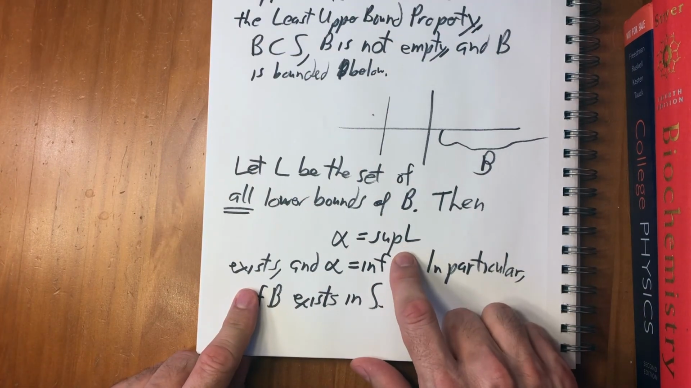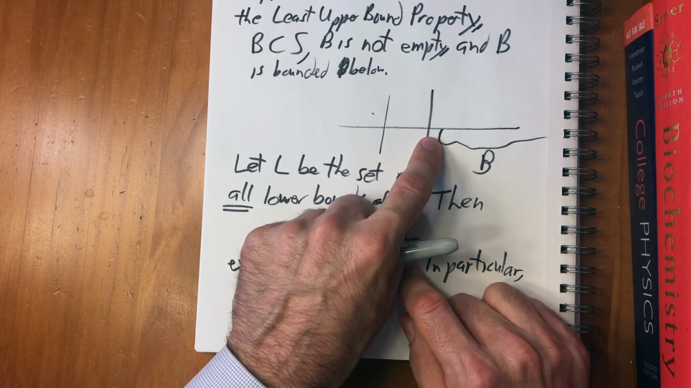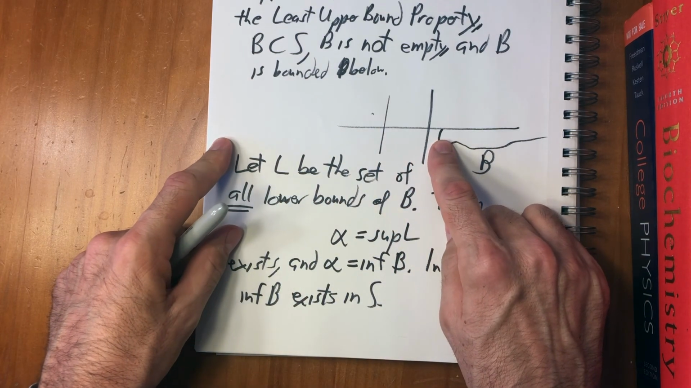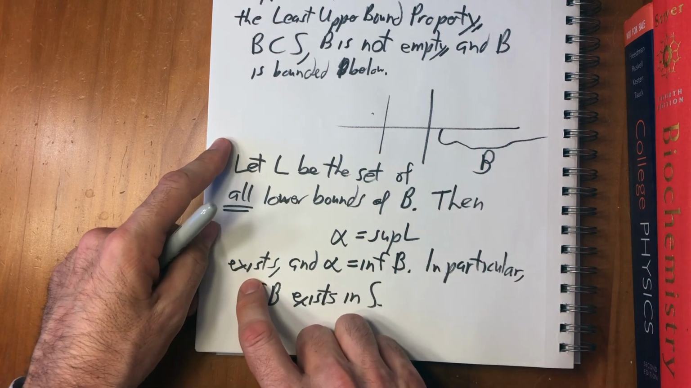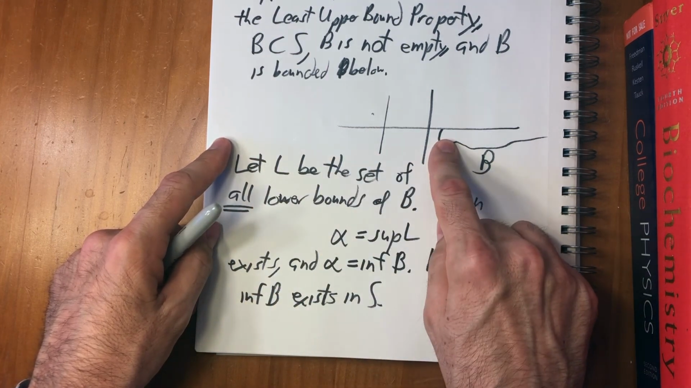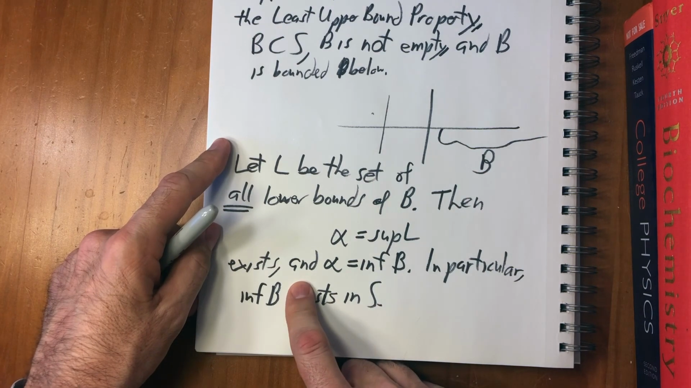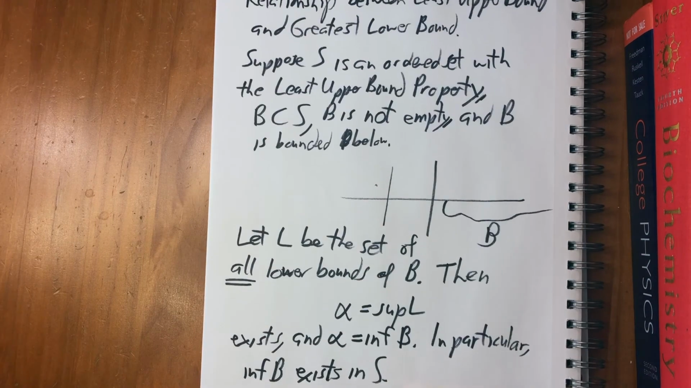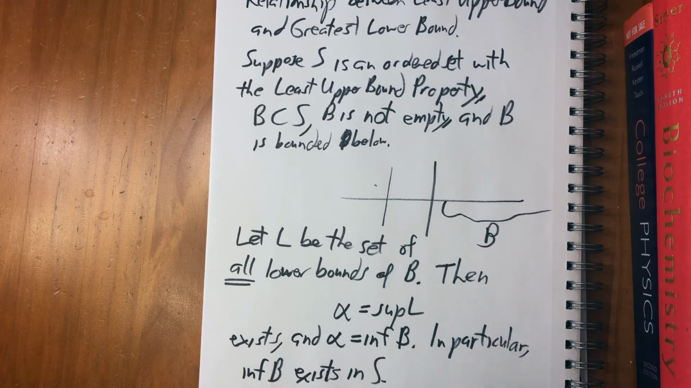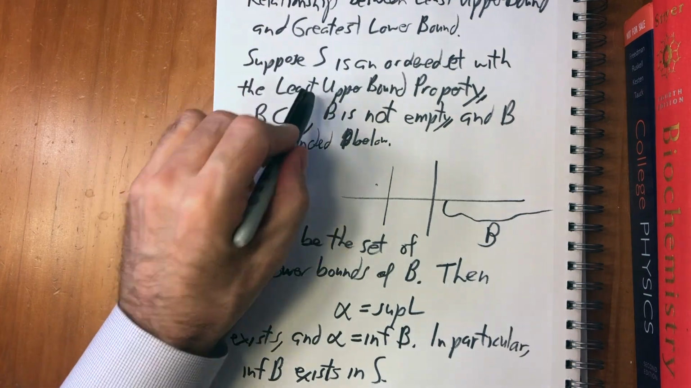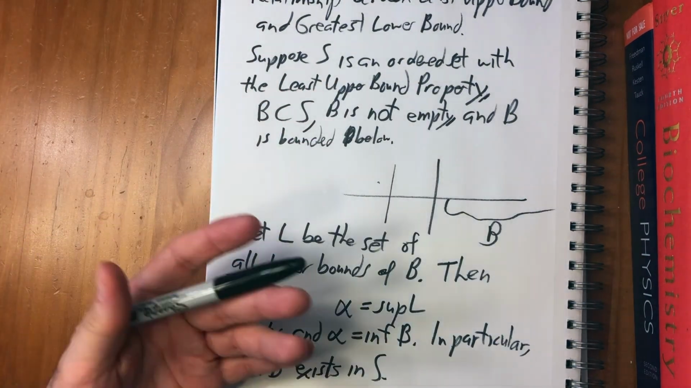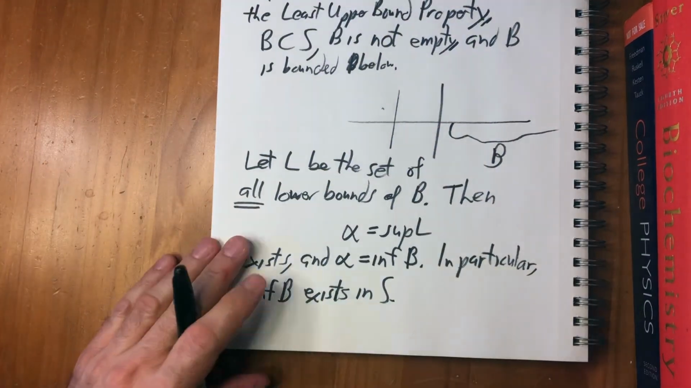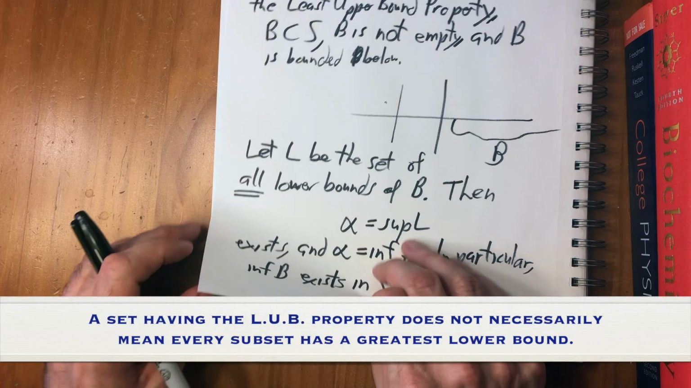Then the supremum of L exists. So what that means is that if you have a set of all of the lower bounds of B, that set is going to have a supremum. And it's the same number as the infimum of B. The other important point of this theorem is that we've only defined the least upper bound property. We didn't actually say anything about the greatest lower bound. What this says is that if it has the least upper bound, then there's also going to be a greatest lower bound.